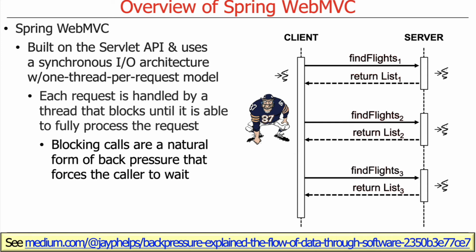One of the nice things about this model is that it has a natural form of back pressure that keeps the client from sending too many requests to the server that the server can't keep up with, because the client isn't sending another request, at least not in that one thread, until it gets a response back.